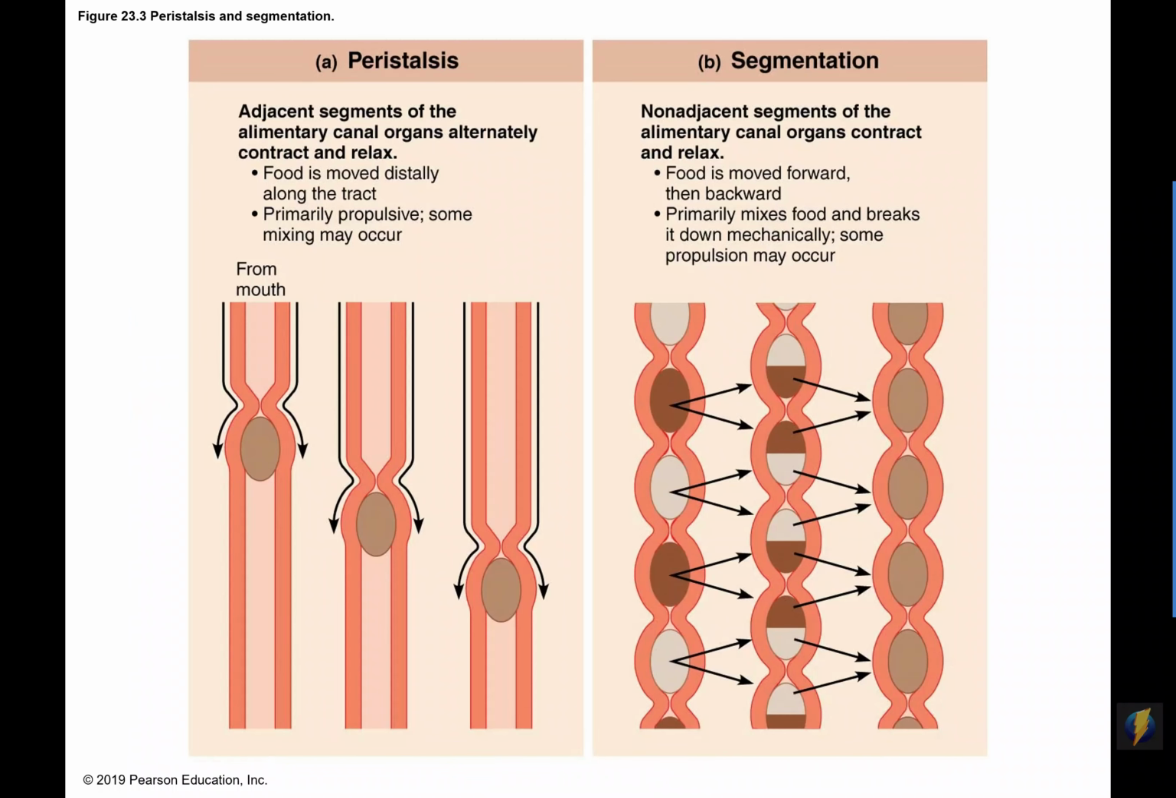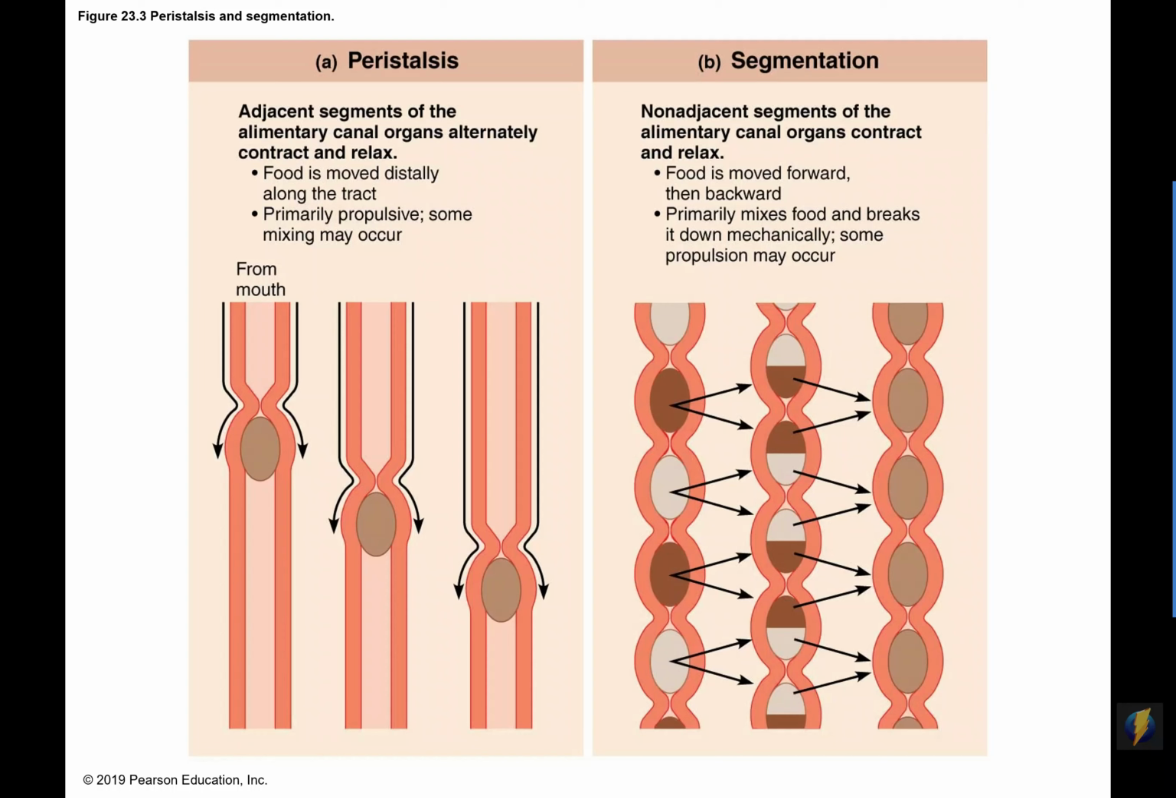So one of the things that students tend to get a little confused on is the difference between peristalsis and segmentation. So peristalsis is the movement of the bolus of food. So essentially what's happening is the smooth muscle in the wall of the GI tract is contracting behind the little bolus of food, and it's just pushing the food through the GI tract essentially.